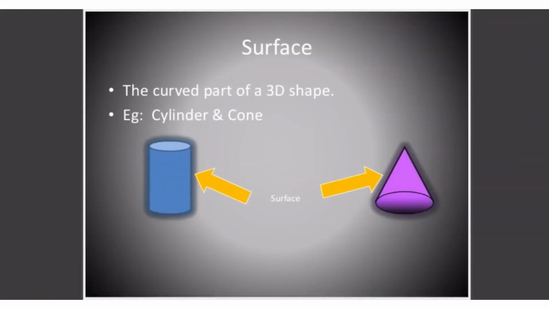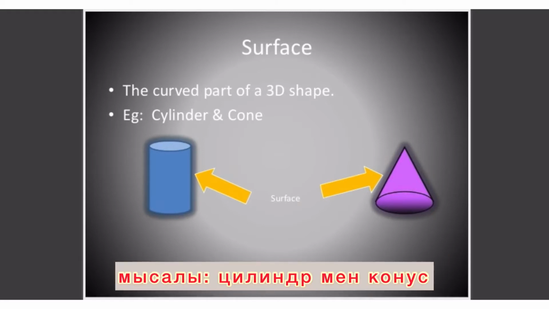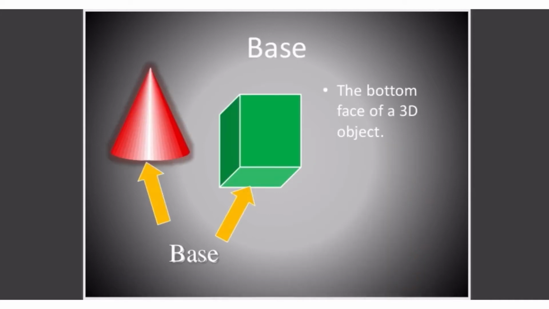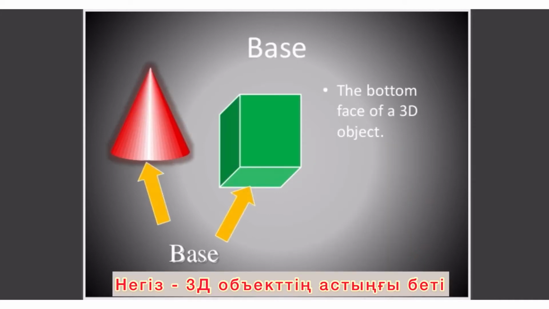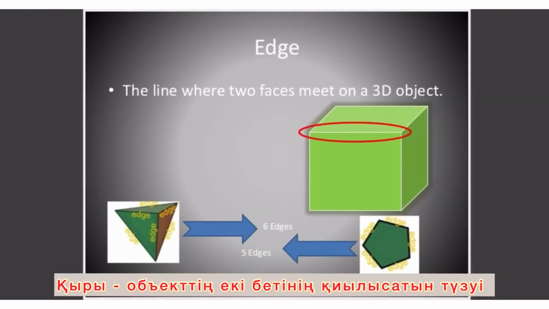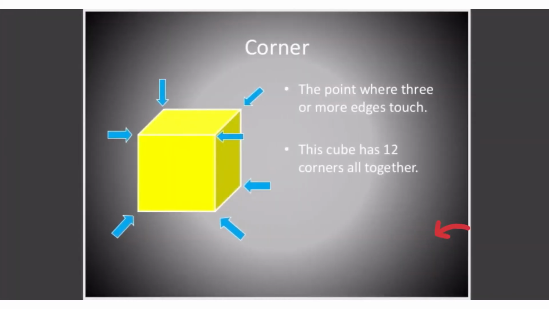About surface, the curved part of a 3D shape. For example, cylinder and cone. Face, what about face? It is a part of a 3D shape that is flat. A base, the bottom face of a 3D object, like in these pictures. Edge, it's a line where two faces meet on a 3D object. For example, this has 6 edges and this one has 5 edges.